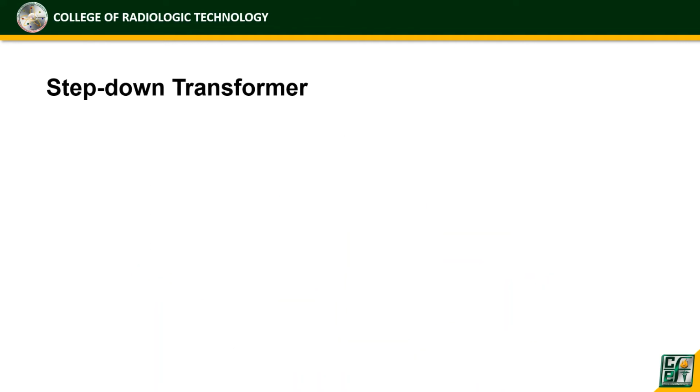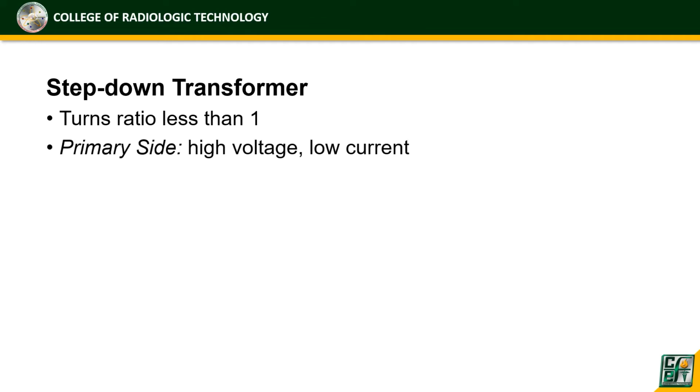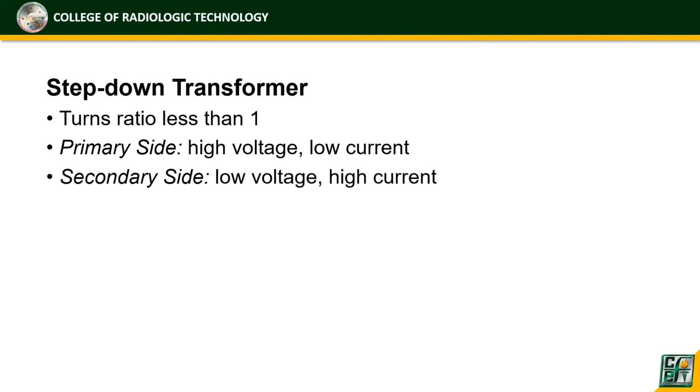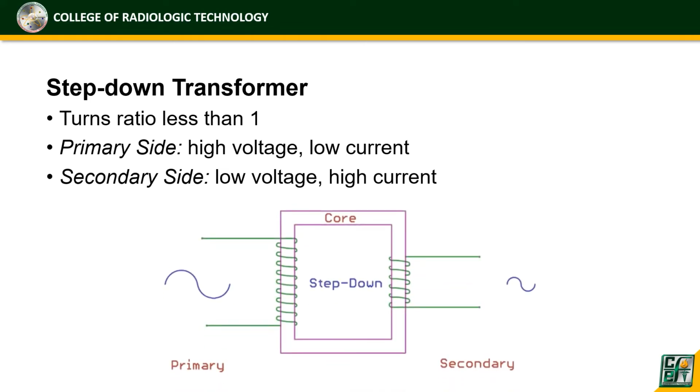Okay. While in a step-down transformer, the turns ratio is less than 1. Less than 1. The primary side in a step-down transformer has high voltage but low current, and in the secondary side there is low voltage but high current. Okay? So, yan, malinaw na malinaw.